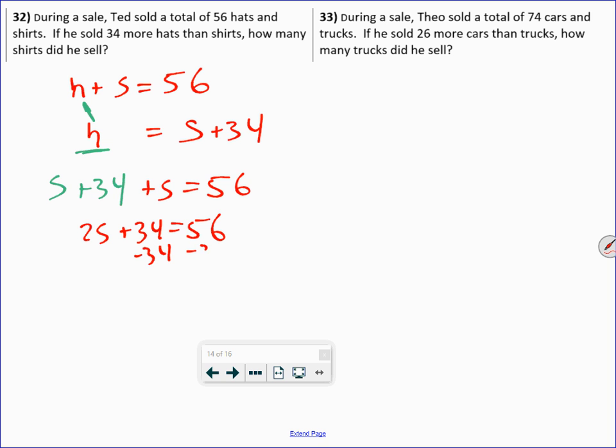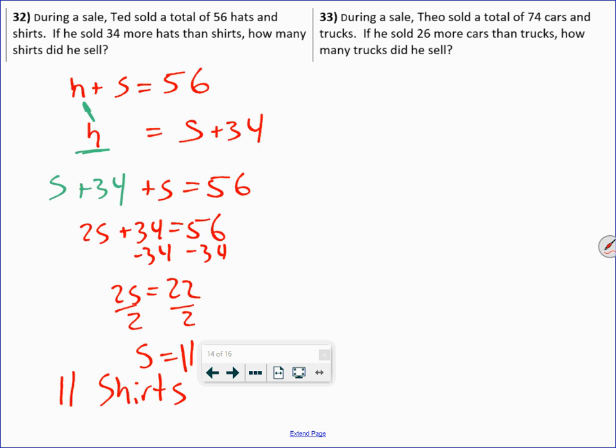Subtract 34 from both sides, and I'll get 2s equals 22. Then I'll divide both sides by 2, and s will equal 11. And it asks for how many shirts he sold, so that's our answer. He sold 11 shirts. Now you can double check your work. If you did 11 plus 34, that means he sold 45 hats. And 45 plus 11 is the 56 total.